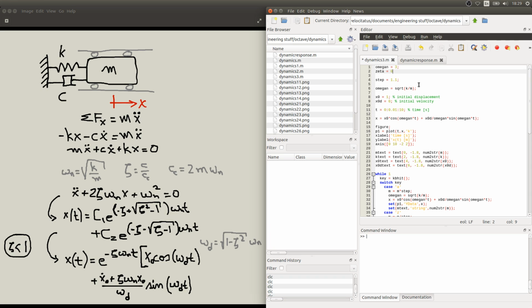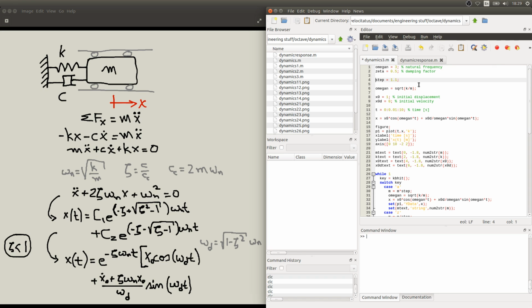Let's start by using an underdamped response. So let's remember that this is the natural frequency and this is our damping factor.